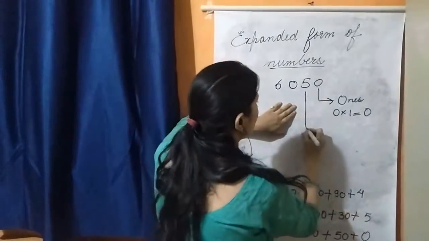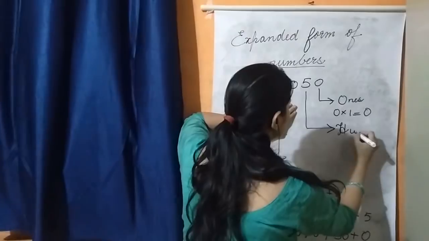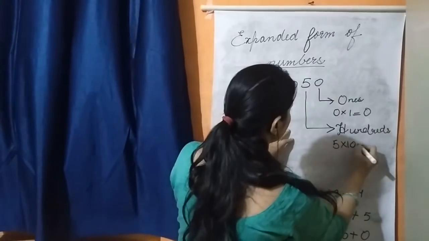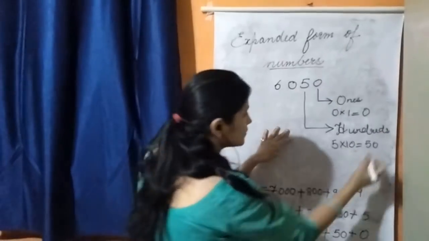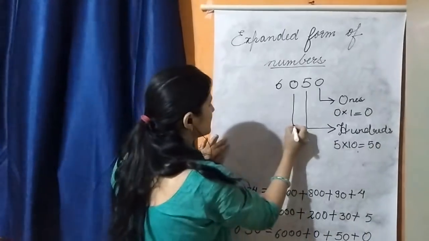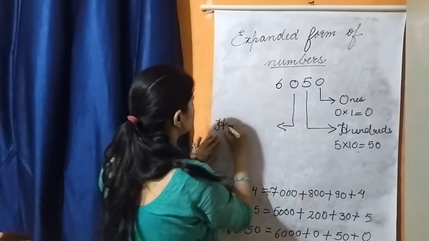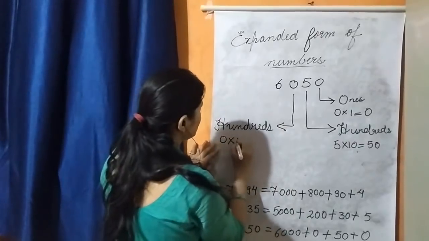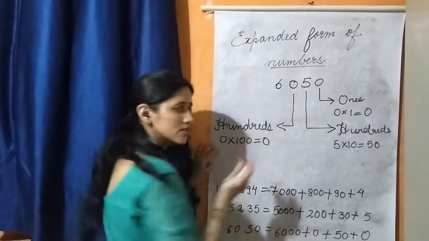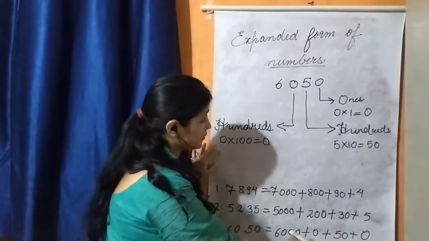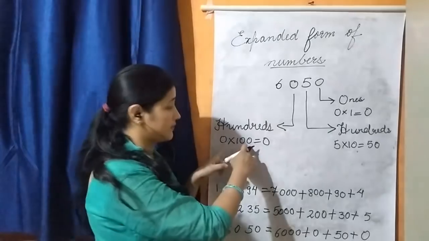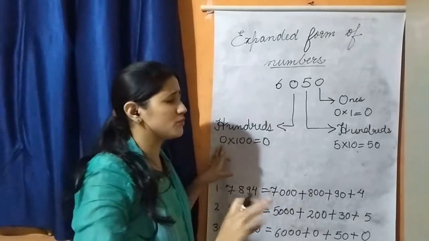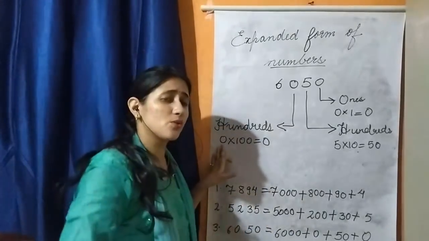Now the place value of 5 is hundreds... tens. That means 5 multiplied by 10, 50. Here I have written 50. Here the place value of 0 is hundreds. That is 0 multiplied by 100 is equal to 0 only. Here I have written 0. We are multiplying it with 100, but it is going to be 0. I already told you, multiply 0 with any number, your answer is going to be 0 only.